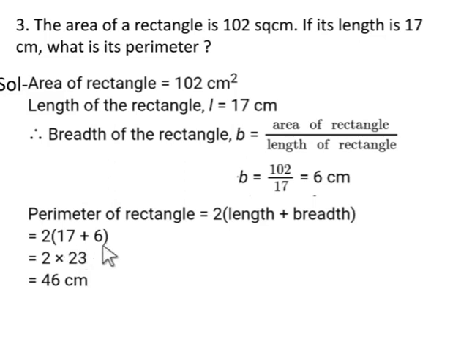Children, here we are using the BODMAS rule. That is, first we will solve the bracket and then we will multiply. Therefore, we will add 17 and 6 first. So, you will get here 23. So, 2 multiplied by 23 is 46. Therefore, the perimeter of rectangle is 46 centimeter.